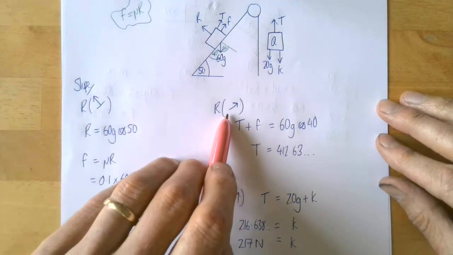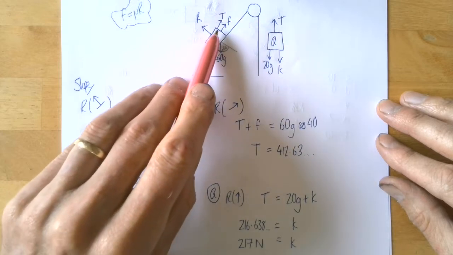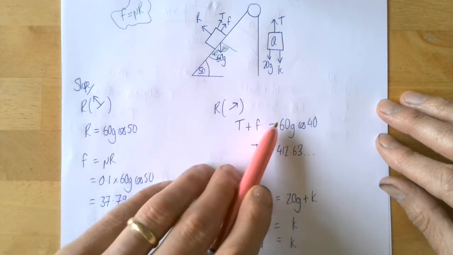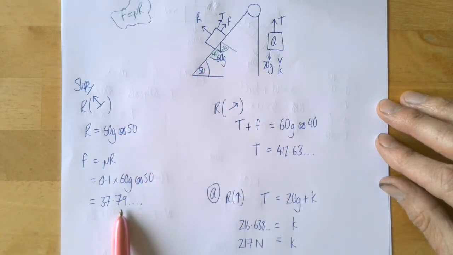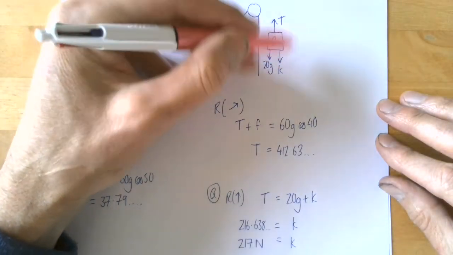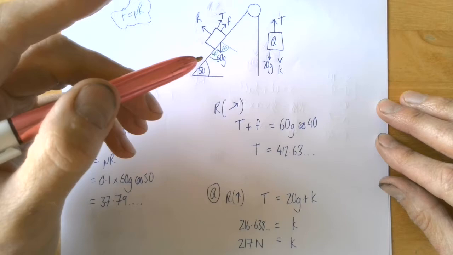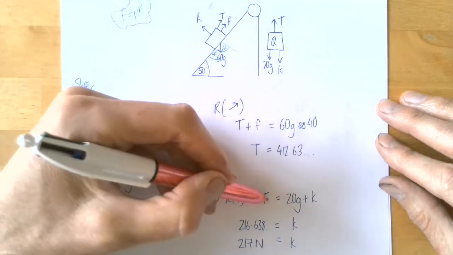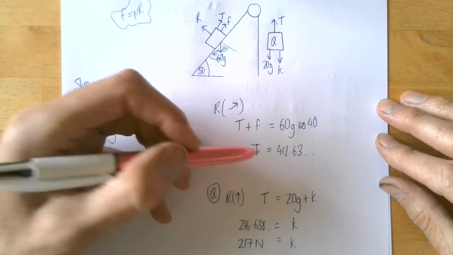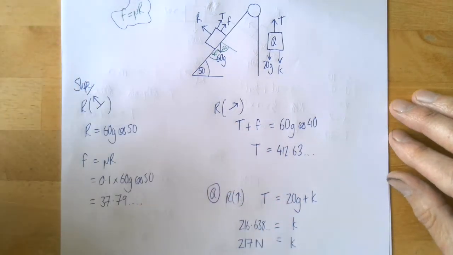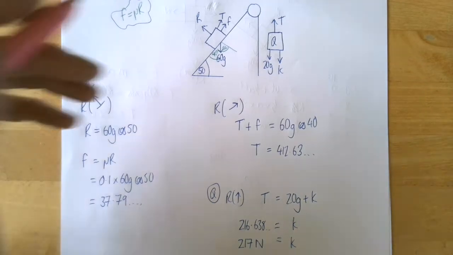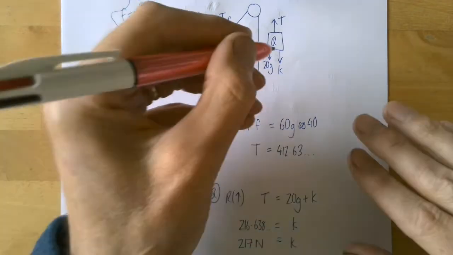Still for the slope, I then resolved parallel to the slope, so I had T and F going up, and 60g cos 40 coming down. I've just worked out what F was, so I could work out T. And then switching to Q, again, it's not moving, still in equilibrium, force up equals the two forces down. I know T, I've just worked it out, stored it in the memory T, so I can work out the value of K. So we're then told that this string is cut.